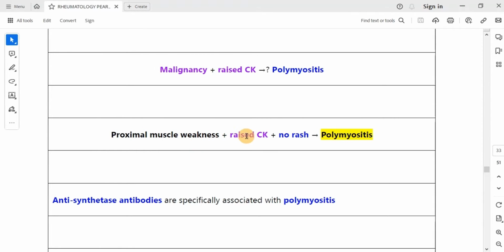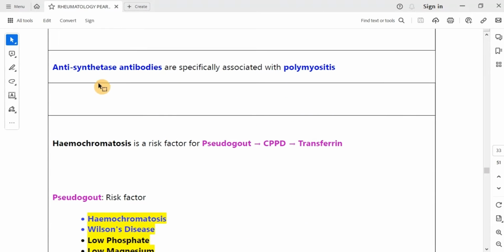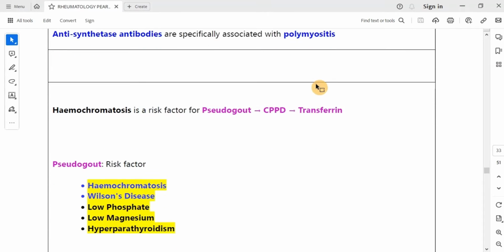Proximal muscle weakness, raised creatinine kinase, features of rash, Gottron's papule. What's the diagnosis? Heliotrope rash. Yes, heliotrope rash, dermatomyositis. Think of the dermatomyositis. Anti-synthetase antibodies are specifically associated with polymyositis.